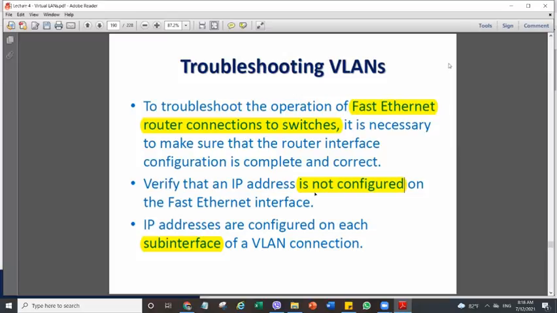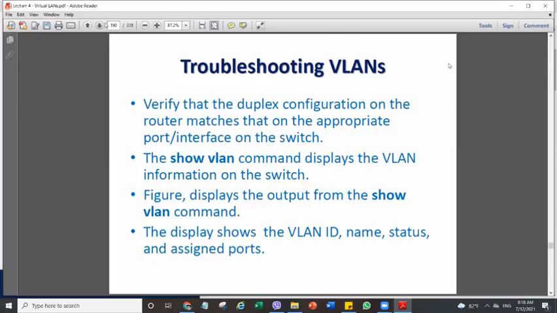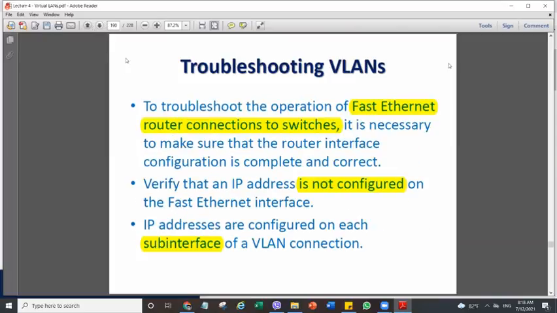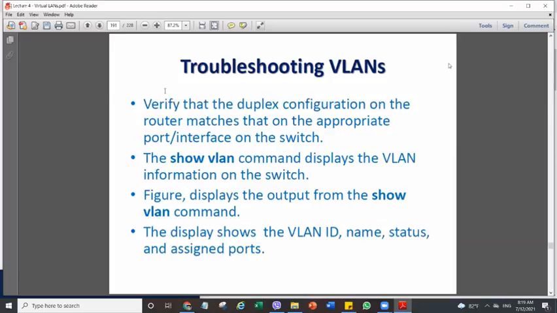In that sense, the main interface is not configured. Only sub-interfaces are configured. That is the understanding here. So if it is configured, it means there is a problem. I think there is a lab sheet for that, so with that you can understand properly.